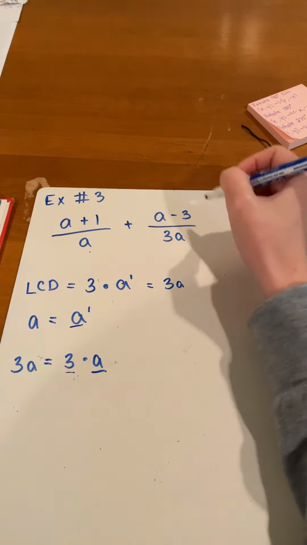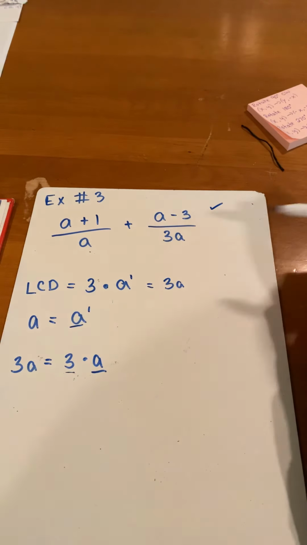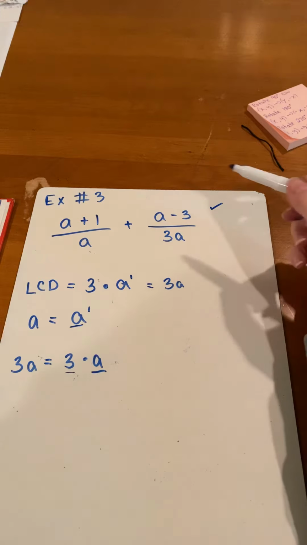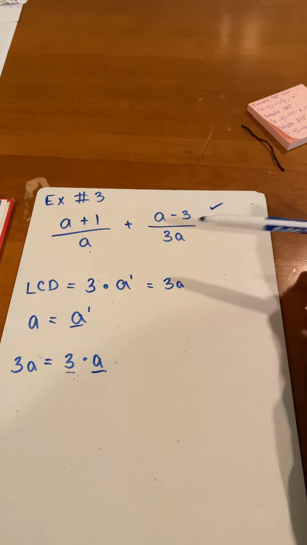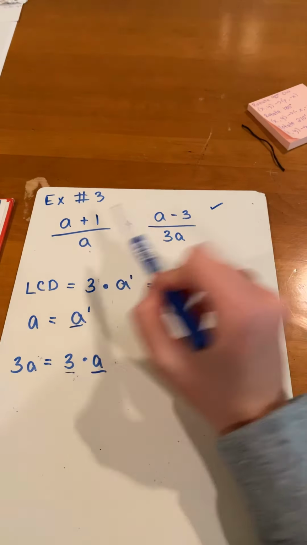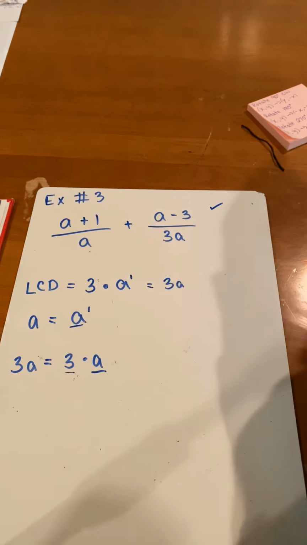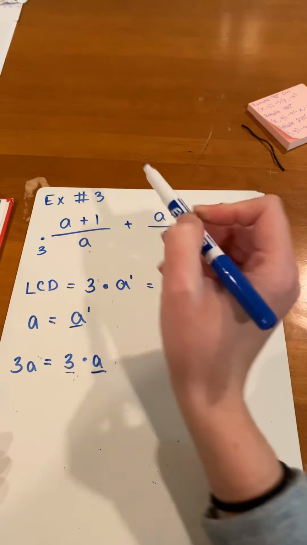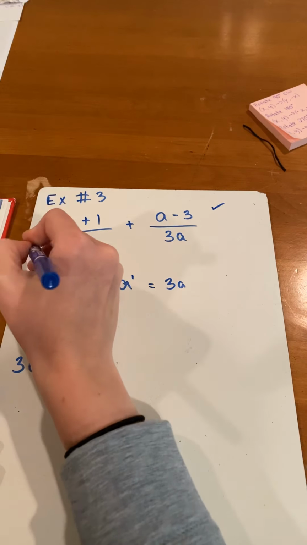Well, luckily, this one already has it. I don't have to do anything to manipulate my right equation to get it to have a denominator of 3a because it's already there. But what I do have to do is manipulate my left one so that it has a denominator of 3a as compared to just a. Well, a times what is 3a? A times 3. So I'm going to have to multiply this denominator by 3 in order to get 3a.